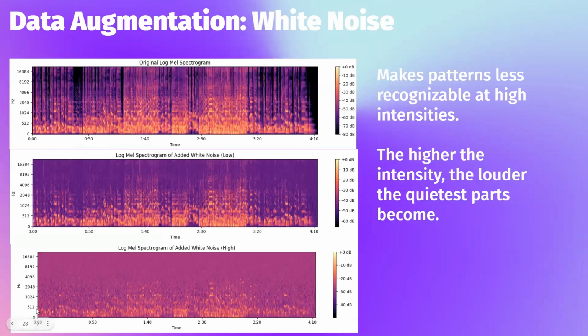Here are the MEL spectrograms. Again, we see how adding white noise at all removes all silent segments of the audio, and adding higher intensity white noise will reduce the difference in the loud and soft sounds. So that's why we see the decibel range actually decrease at the higher intensities.